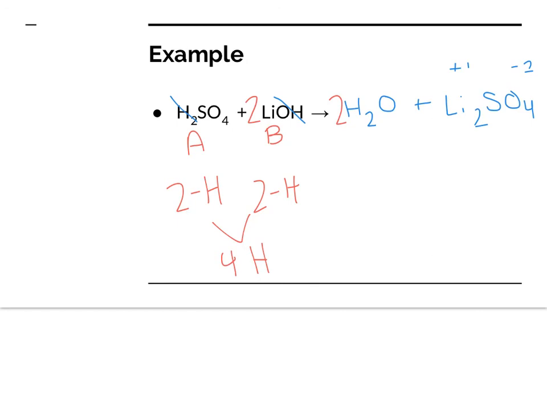So when we see an acid and a base reacting, we want to make sure we write H2O, or water, as one of our products, and then pay attention to what's left over to form our salt, remembering our crisscross method for balancing charges and adding coefficients to balance the equation.